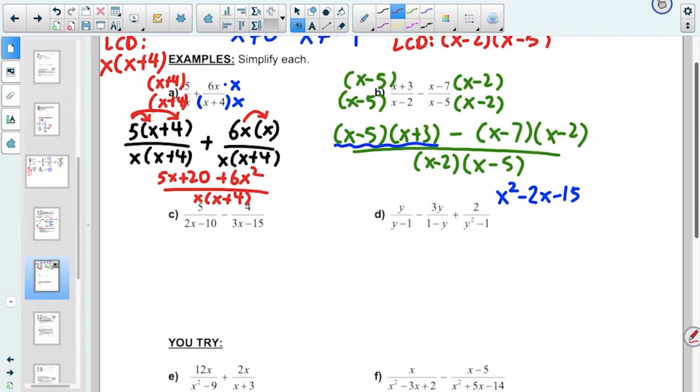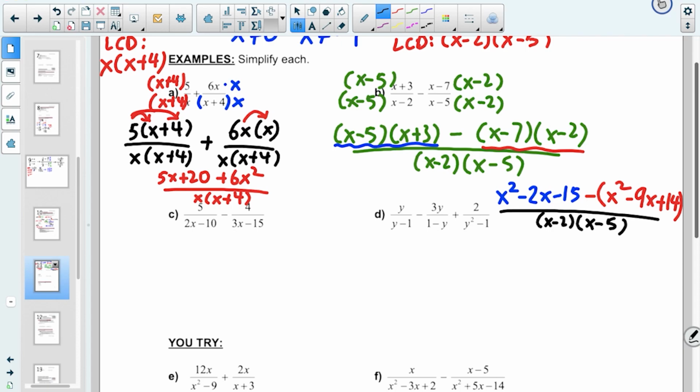And then for our second pair of binomials, we're going to subtract whatever we have inside of our brackets. So we have x squared, we're going to subtract 2x, subtract 7x, which gives me minus 9x. And then negative 7 times negative 2 gives me positive 14. And again, that's all divided by x minus 2, x minus 5.